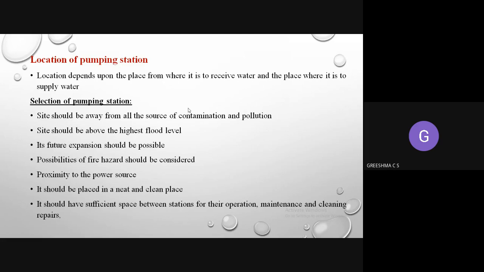Second one is that the site should be above the high flood level. The site should be located above the high flood level. High flood level means the maximum water level.